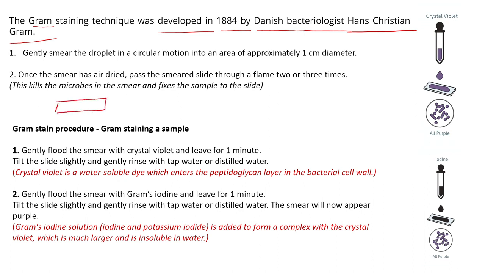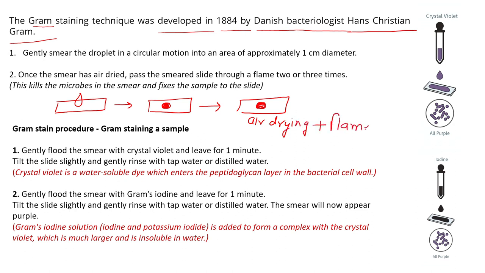First you take a glass slide. On this glass slide you put a drop of bacterial culture. Now you make a smear, and you make this smear in circular form. After that you do air drying, and after air drying you do flame drying. Now your smear will be fixed, and the bacteria present are in fixed form. After fixation you apply the gram staining reagents on this slide.